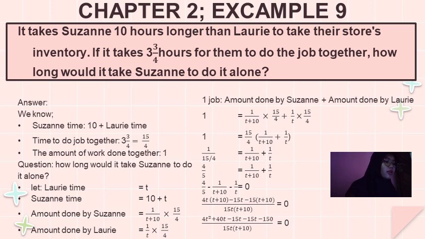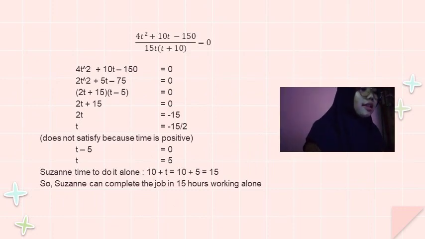1 per 15/4 equals 1 per (T plus 10) plus 1 per T. 4 per 15 equals 1 per (T plus 10) plus 1 per T. 4 per 15 minus 1 per (T plus 10) minus 1 per T equals 0. 4T times (T plus 10) minus 15T minus 15 times (T plus 10), over 15T times (T plus 10), equals 0. 4T squared plus 10T minus 150, over 15 times T times (T plus 10), equals 0.